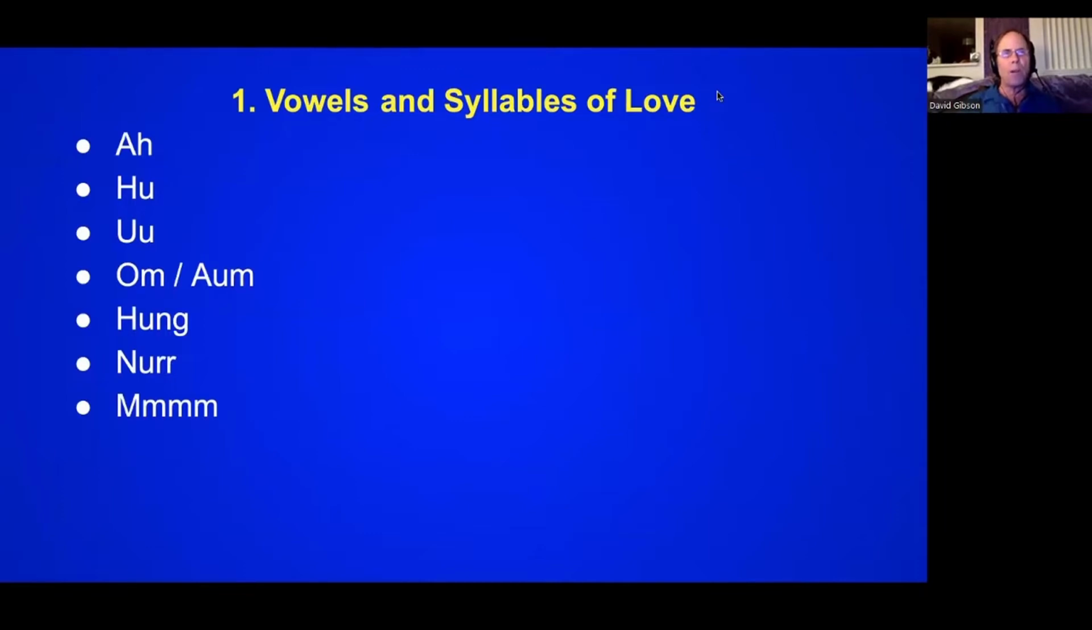Keep the love in your heart. Let's try hung, H-U-N-G. Hung. Somebody said it's like sending a wave of love across the room. Hung. And then there's an ancient syllable that's been used in different cultures, which is nir. Try that one.